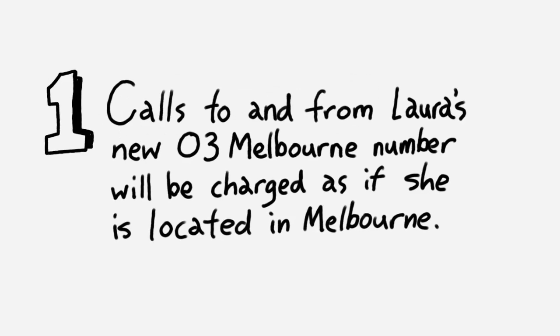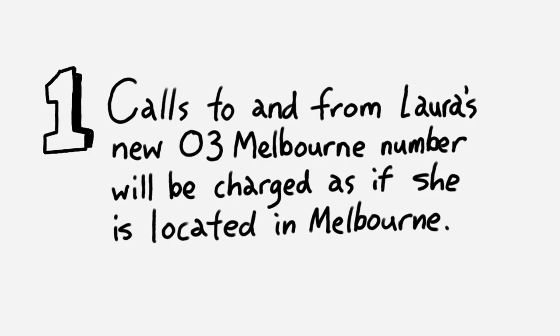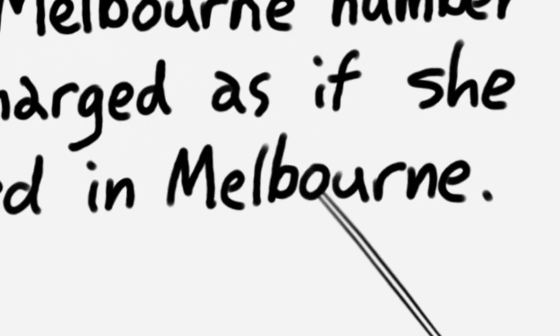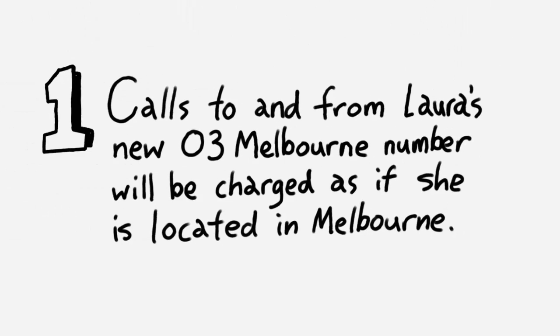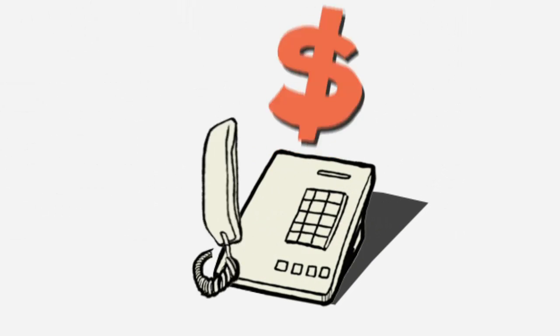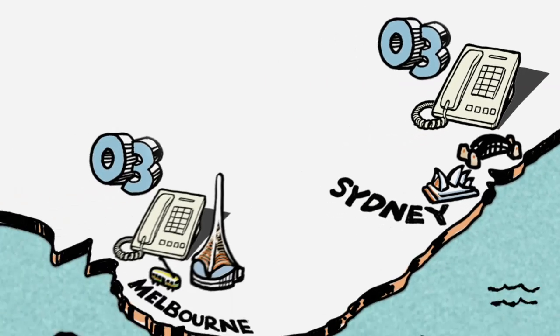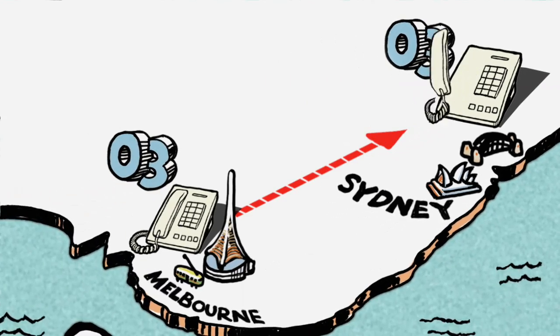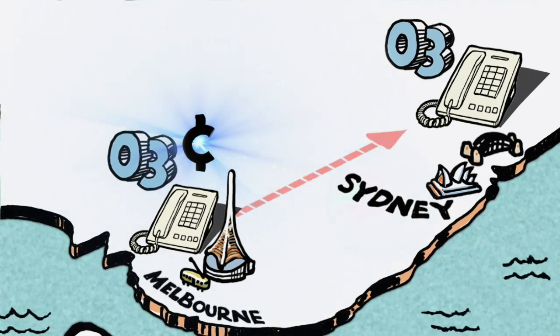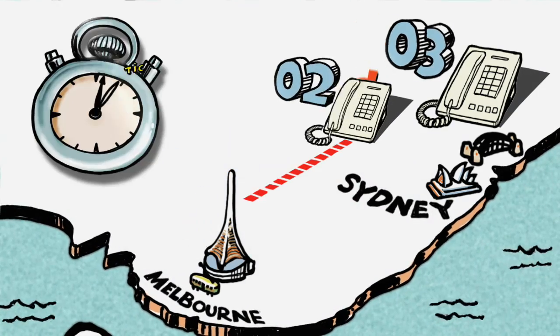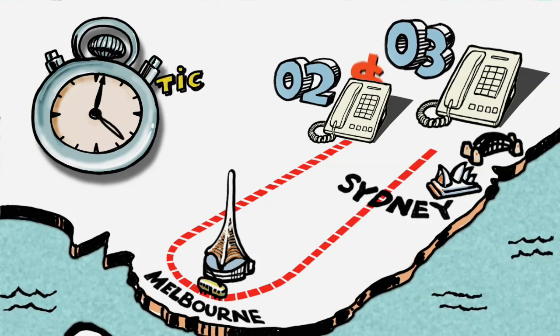Firstly, calls to and from Laura's new 03 number will be charged as if she is located in Melbourne, even though she actually lives in Sydney. The biggest impact will be for incoming landline calls. When her friends call her from Melbourne, it's like a local call. But if her Sydney friends want to call her, they may be charged a higher rate because she has a Melbourne number.